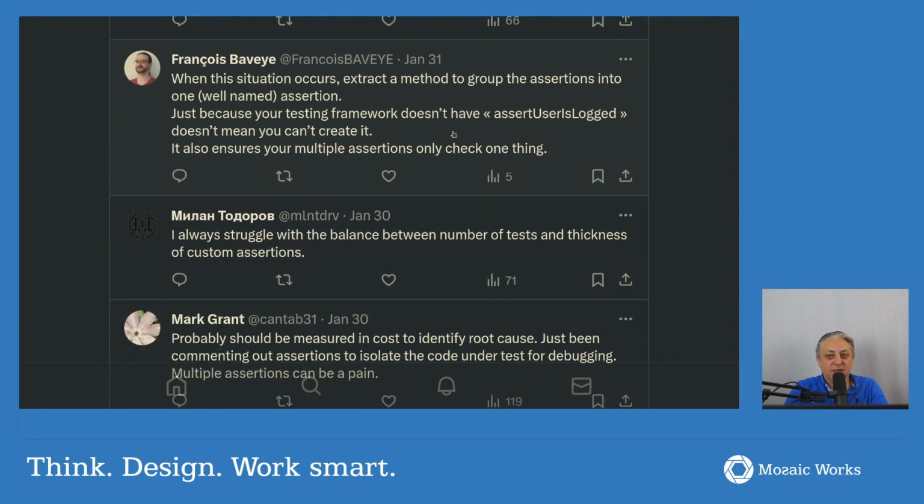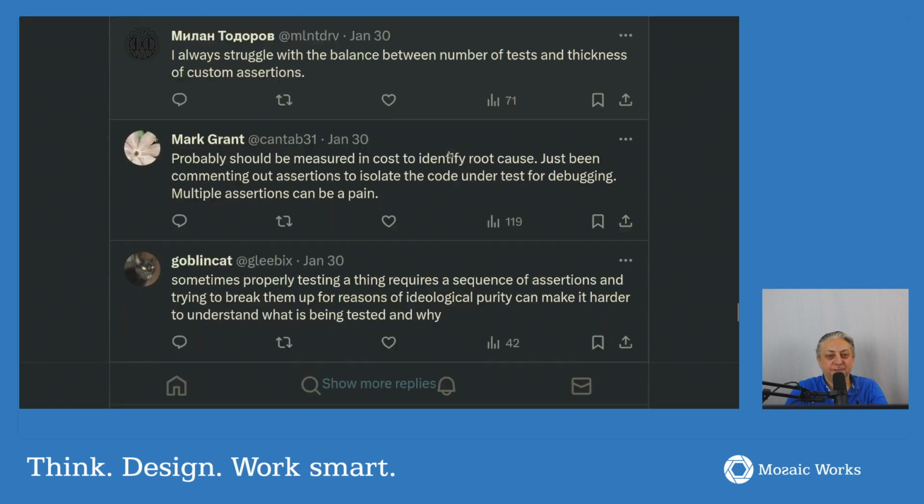Let's see. Yeah, Francois Bavai: what I was saying before. When this situation occurs, expect the method to group the assertions into one well-named assertion. Just because your testing framework doesn't have assert user is logged doesn't mean you can't create it. It also ensures your multiple assertions only check one thing. Absolutely. I agree.